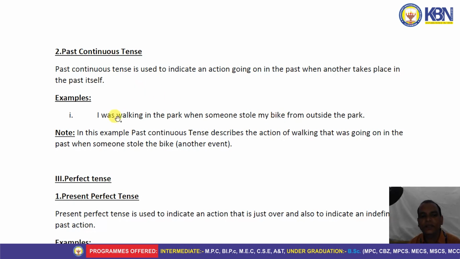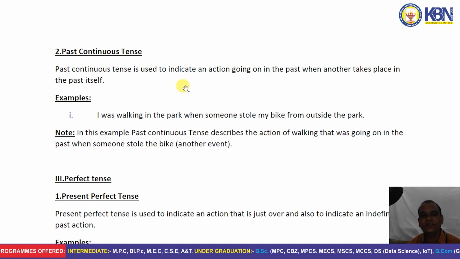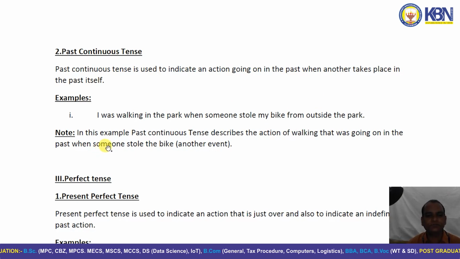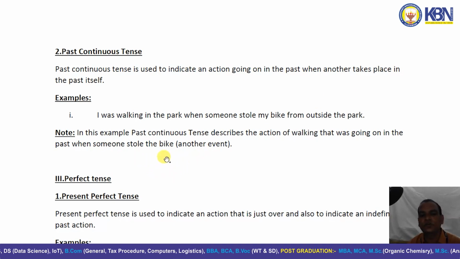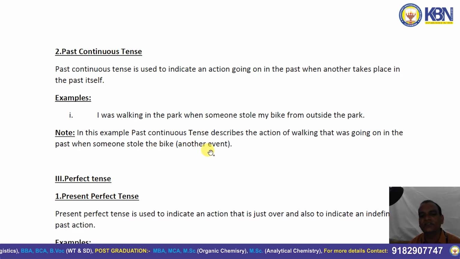So here two actions are described in this tense, especially one action to indicate an action going on in the past when another action takes place in the past itself. So let us see into that note. In this example, past continuous tense describes the action of walking that was going on in the past when someone stole the bike. This is called another event. The first event is I was walking in the park, and the second event is when someone stole the bike. That is called another event.